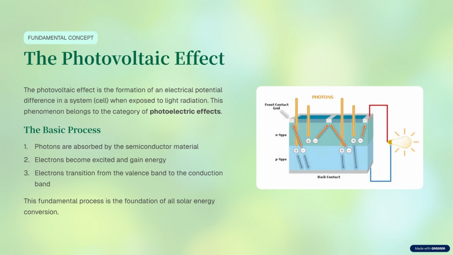First, photons from sunlight are absorbed by a semiconductor material. Second, the electrons within that material become excited and gain energy. Finally, these electrons transition from the valence band to the conduction band, becoming free to move.